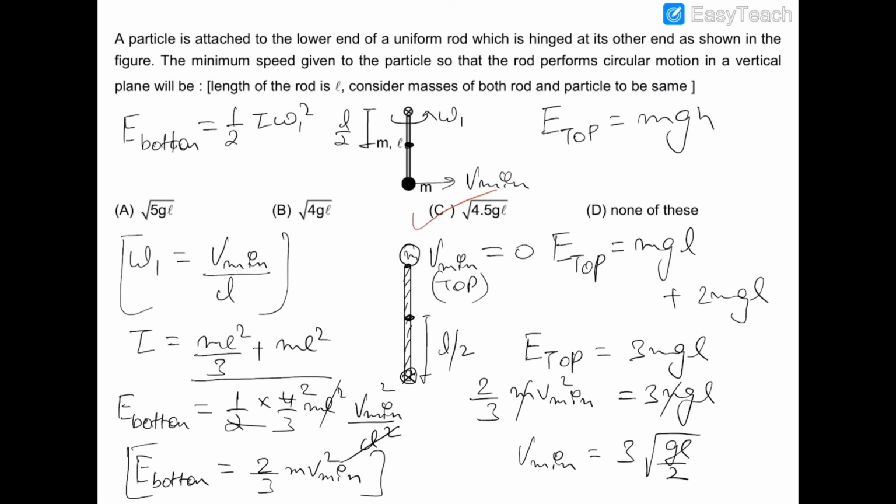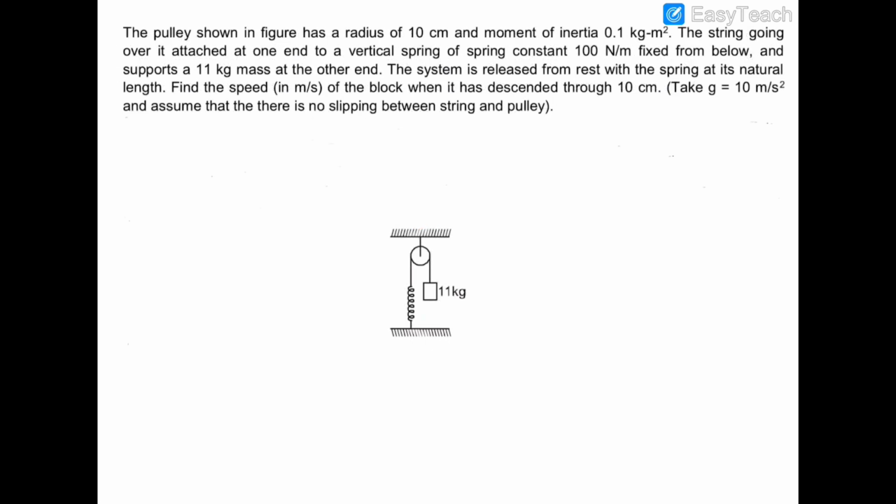Now let's move on to the next question. In this question, there is a pulley which has a moment of inertia of 0.1 kilogram meter square, and its radius is 10 centimeters. There is a string which is going over this pulley, and this string is applying some friction on the pulley, so that this pulley will rotate along with the string, and this string will never slip on this pulley. So as this string goes over the pulley, the pulley will also rotate.